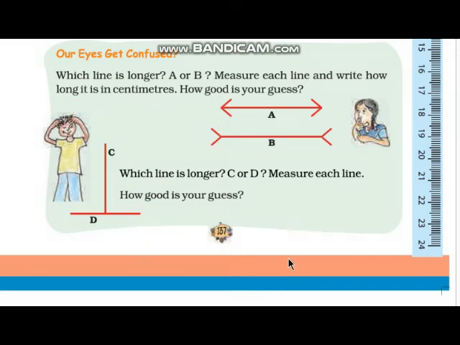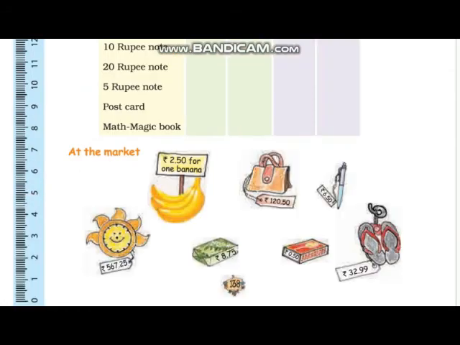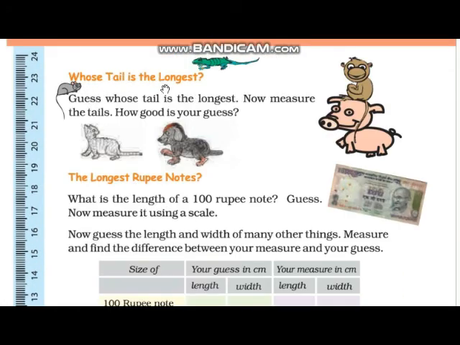Now let us move on to page number 138. Here the topic is whose tail is the longest. Guess whose tail is the longest. Now measure the tails. How good is your guess? If you observe the tails of all these animals, you can say that the tail of the monkey is longer. If you measure, the length of the tail of the rat is 1.3 centimeter. Then the lizard's tail is of 1.5 centimeter.